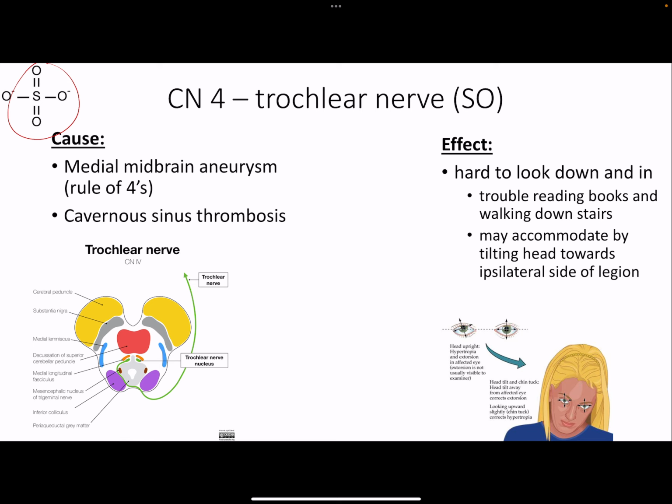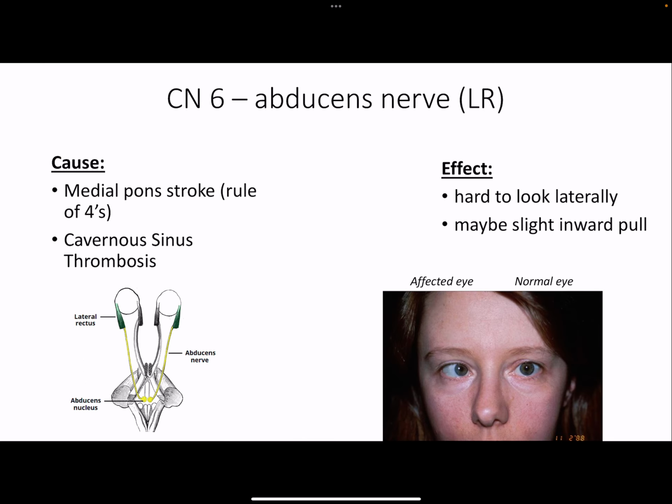And this could be a medial midbrain aneurysm. It also goes to the cavernous sinus, so thrombosis there would affect it. Down and in, when you're looking down and in, well, if I'm looking at my iPad right now, or if I'm reading a book, if I'm walking down the stairs, people might tilt their head to the opposite side to accommodate so that it's actually kind of looking where we want it to look.